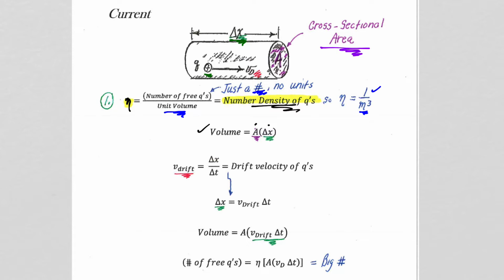Velocity is, of course, distance over time. So we have our drift velocity is delta x over delta t. Our delta x we are going to take a look at by rearranging in this equation. So the delta x is v times delta t. We bring the delta t up, so that's where we get our delta x equation from. The delta x equation here we are going to plug in up here to get a new volume expression. So we get an expression for the volume based on the cross-sectional area, v drift times delta t.